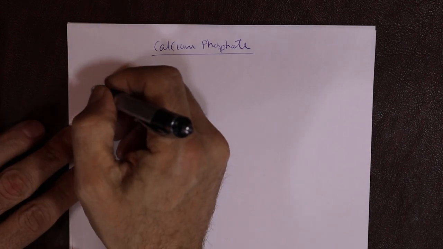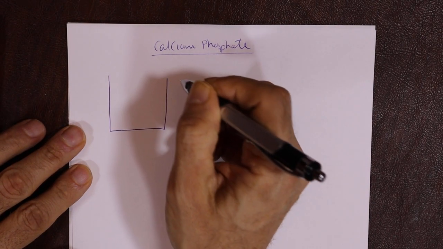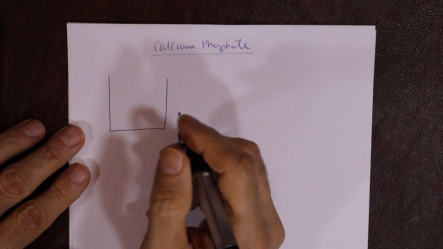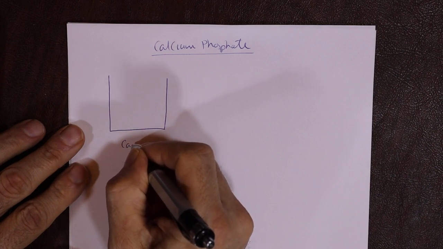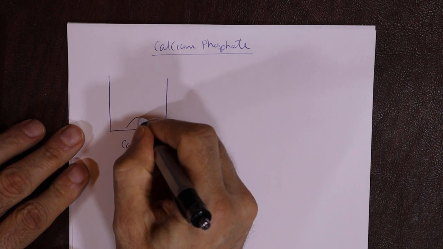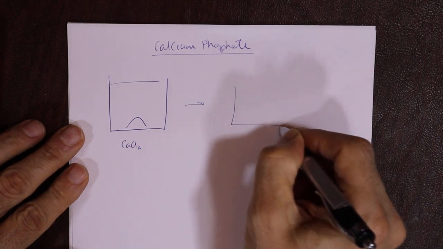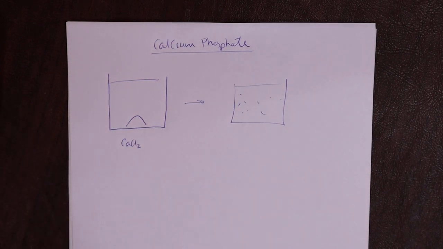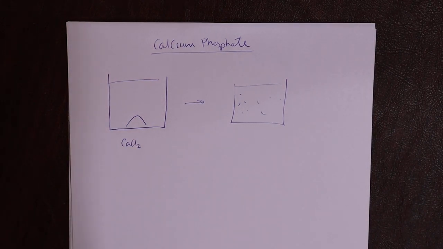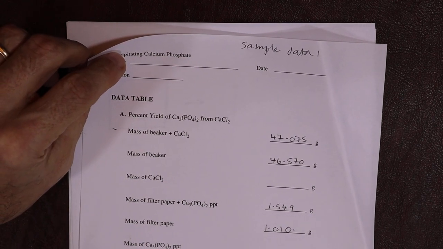So let's just recap what we did. In part A, we took a fixed amount of calcium chloride and we dissolved it in water, right? Now that's that same amount dissolved, all right? So if we look at data table 1, sample data 1.